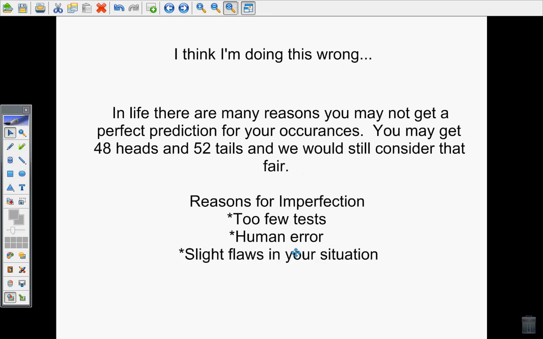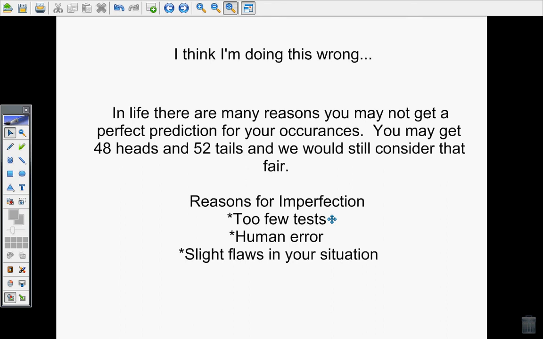A final reason for our imperfection might be a slight flaw in your situation. So maybe your penny is a little extra dirty on the head side, and that's making it land a certain way. Or maybe when someone drew the spinner, they accidentally made one section just a hair too big or a hair too small.